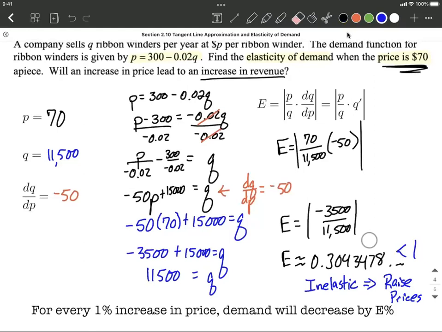Whenever this number comes out less than 1, that tells us that by increasing our prices by 1%, the demand is not going to decrease by 1%. So if this is a number smaller than 1, raise those prices up, and you're going to increase your revenue.